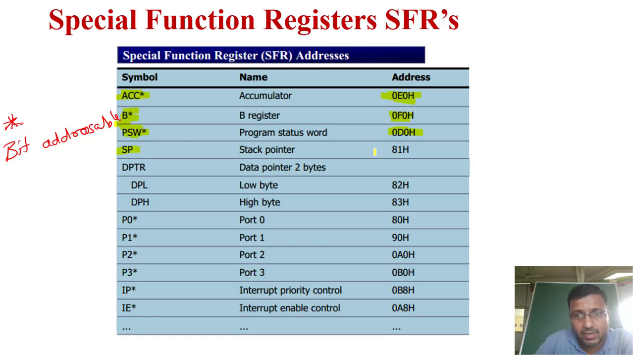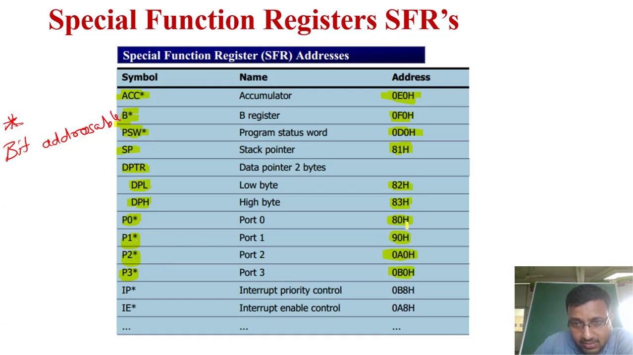SP is the stack pointer, located at 81H. Then we have the data pointer. The data pointer is divided into two registers: DPL and DPH. DPL is the data pointer lower byte and DPH is the data pointer higher byte. DPL is located at 82H and DPH is located at 83H. Port 0 is bit addressable and is located at 80H. Port 1 is bit addressable and is located at 90H. Port 2 is bit addressable and is located at 0A0H. Port 3 is located at 0B0H.